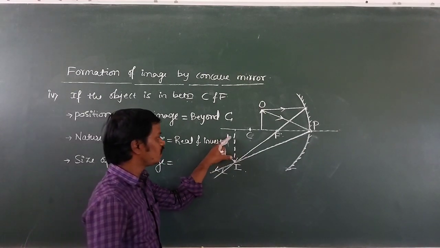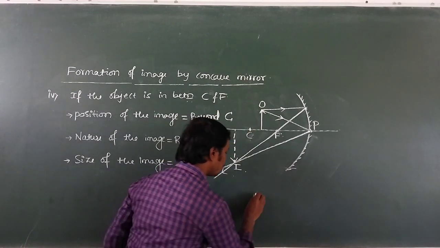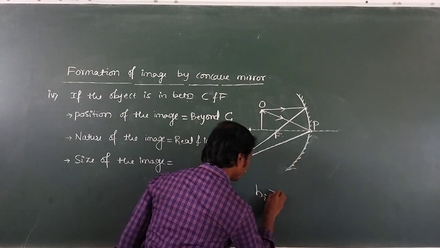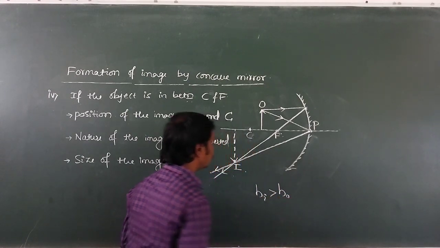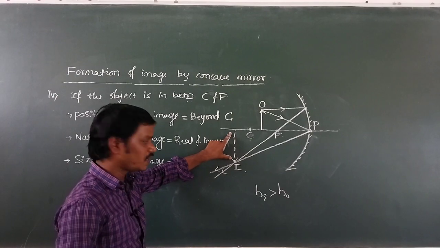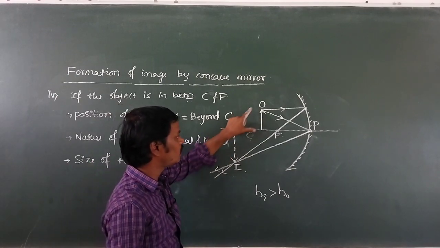Next, what is the size of the image? Size of the image is greater than the size of the object, means height of the image is greater than height of the object. See here, the diagram.